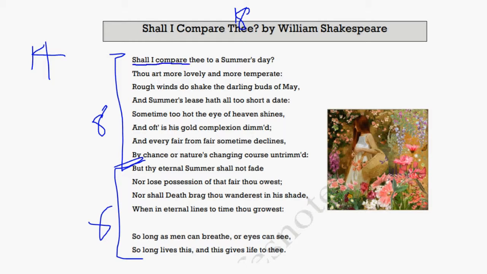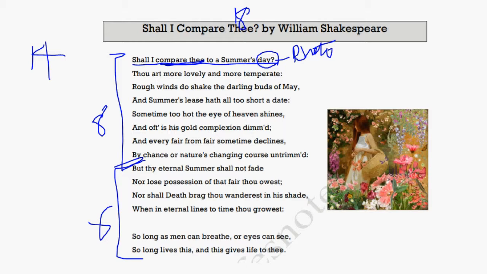Shall I compare thee to a summer's day? Here we must notice that it starts with a question. This introductory question is called a rhetorical question, in which we find the very answer in the question. Here the poet frames this question to start an argument. Again, here we find that the poet compares his friend to a summer's day.